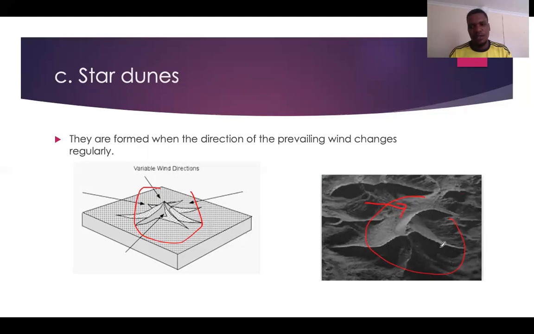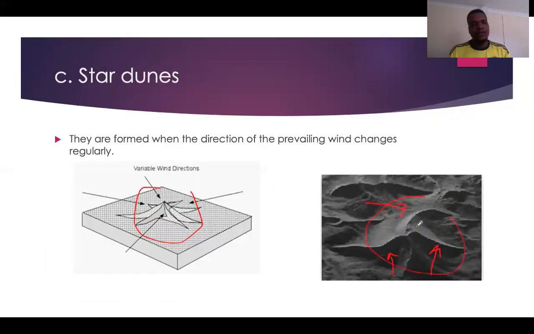At some point, the wind chooses to come through this direction. This one becomes the windward side, this one becomes the leeward side. At some point, it comes maybe through this direction. So what eventually forms is some kind of star. That's why it's called a star dune. So basically, that is what we have in this chapter.